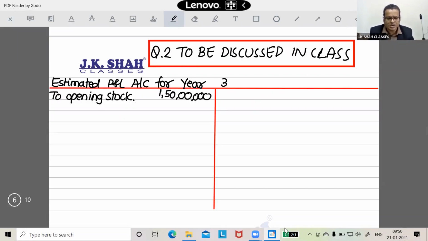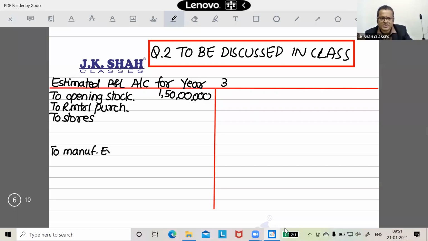Okay. Then here I have to write to raw material purchased, but that figure we don't know. To stores. Right? This is what we have to fill up. Then to manufacturing expenses. To, after manufacturing, we have to write other expenses.